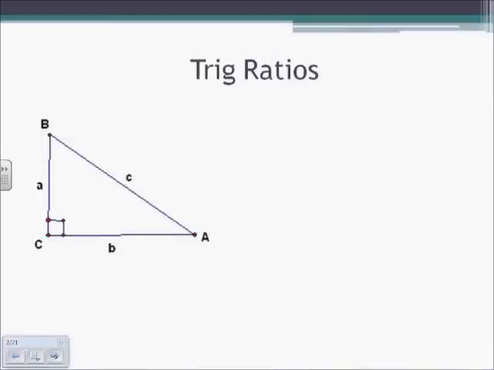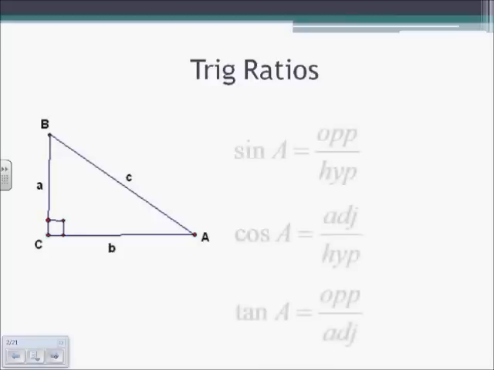Trig ratios. We have a triangle here, a right triangle, triangle ABC with the right angle being C, and side lengths small a, small b, and small c. Note that these small letters coincide with the angle opposite of it.